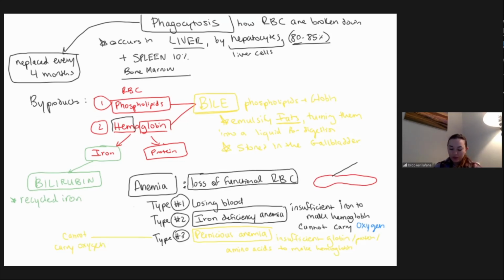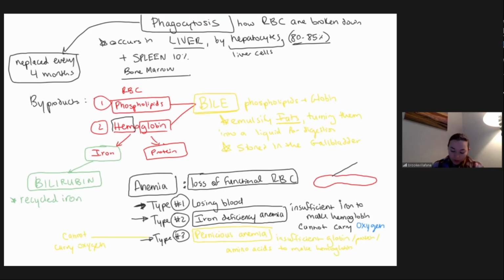So like we said, all anemias are going to be the loss of functional red blood cells. The first type, when we just lose blood. The second type, when we don't have enough iron to make hemoglobin. And the third type, when we don't have enough protein to make hemoglobin, called pernicious anemia. And you do need to know, obviously, all three of those for the test.